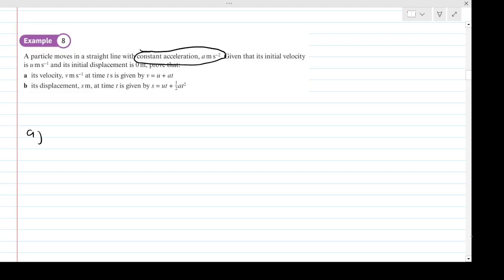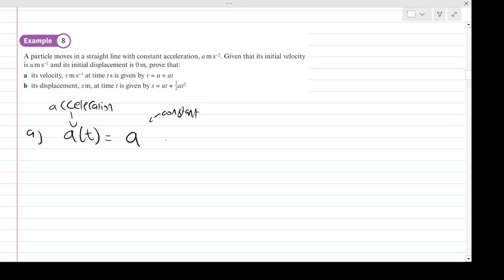If I call the acceleration a of t, so this is a function in terms of t, well, actually, the acceleration here, we're told the acceleration is constant, and I'm told it's equal to a. So it's just equal to a. a is just a number. It does not involve a t. So this is constant. So I can just call the acceleration a.